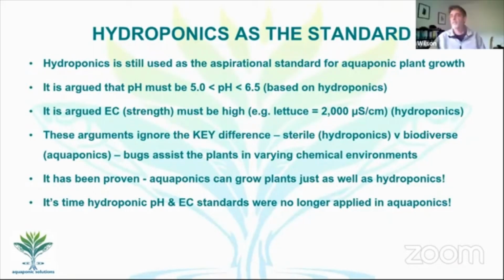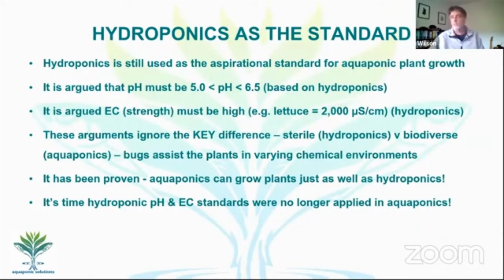Okay. So it's argued by these people that you've got to have a low pH in aquaponics, just like you do in hydroponics. And it's argued that you've got to have high electrical conductivity or nutrient strengths, just like you do in hydroponics. And these people spend a lot of money and do a lot of scientific work trying to meet those standards.